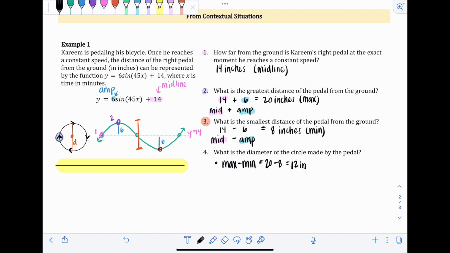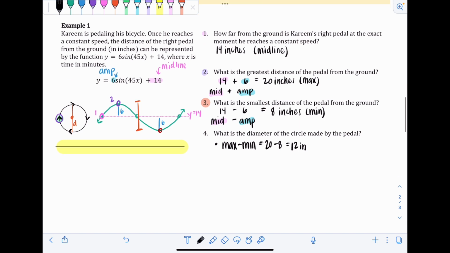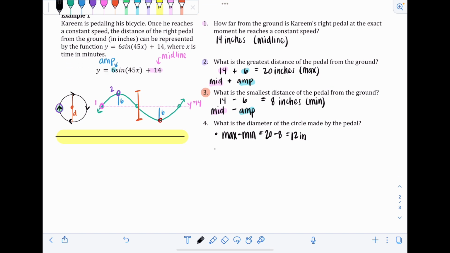Or to find the height of this circle, you can go back and use this formula that we talked about up here, where the height is 2 times the amplitude. So the height is equal to 2 times the amplitude. We figured out the amplitude was 6 because that's the 6 out in front of the function. So 2 times 6 is 12.